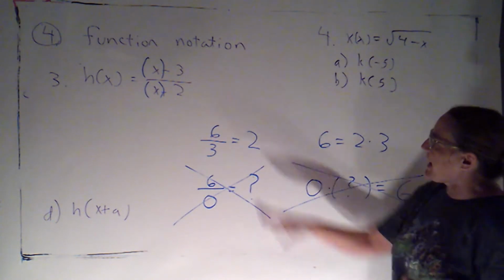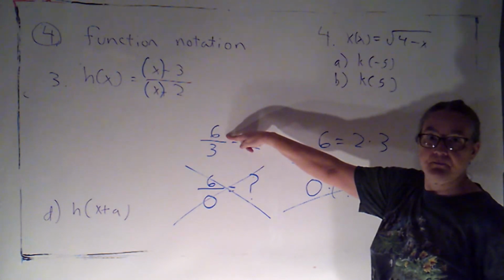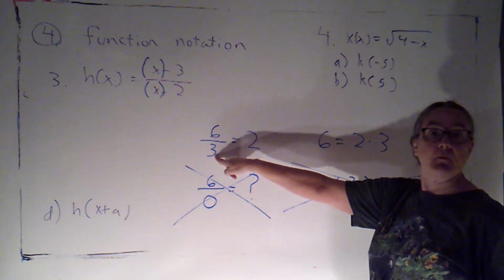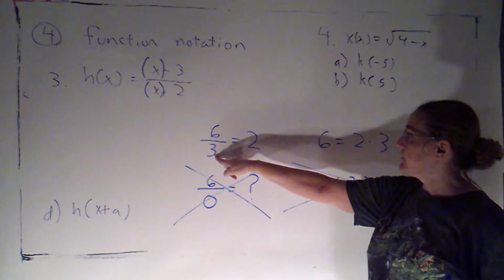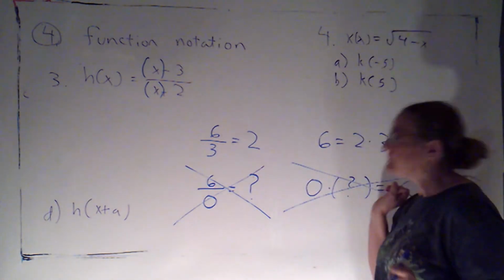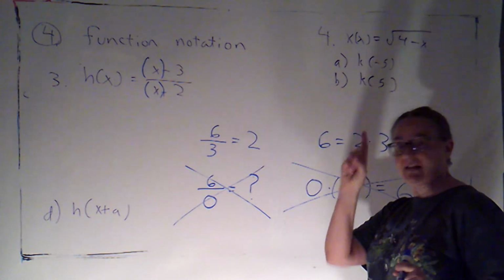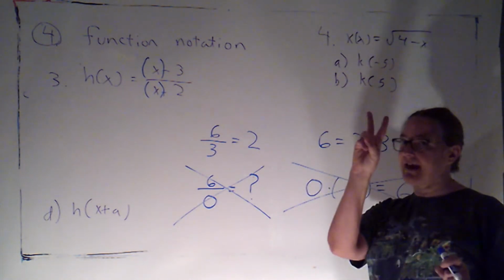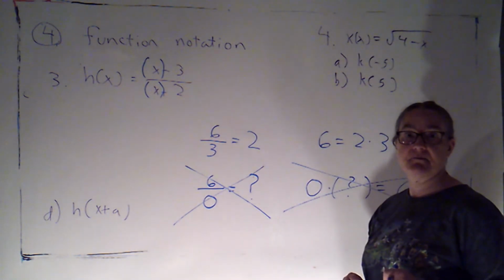This is almost like if I had a cookie jar that held 6 cookies. How many times could I take 3 cookies out before the cookie jar would be empty? Well, I take out 3 cookies. That was one time. There are 3 cookies left. I take out those 3 cookies. That's the second time. The cookie jar is empty.